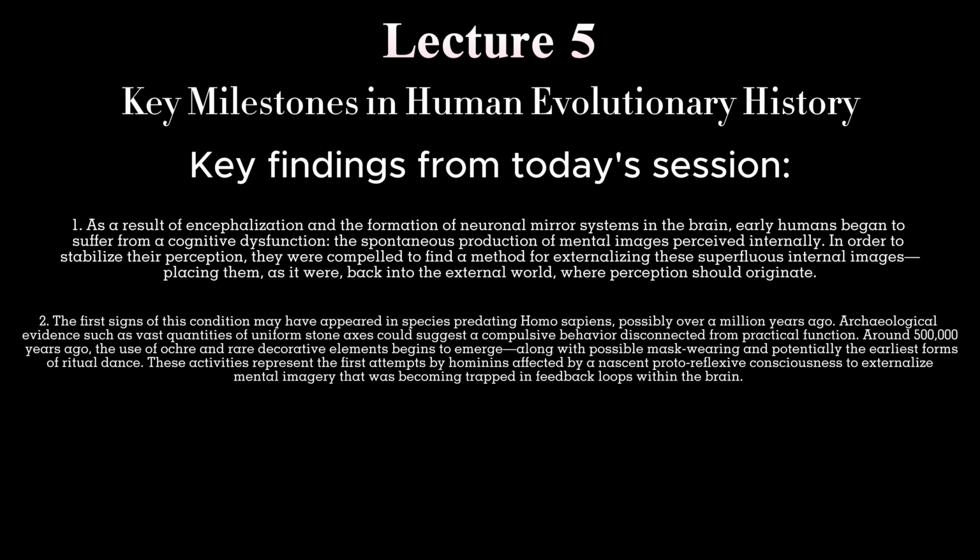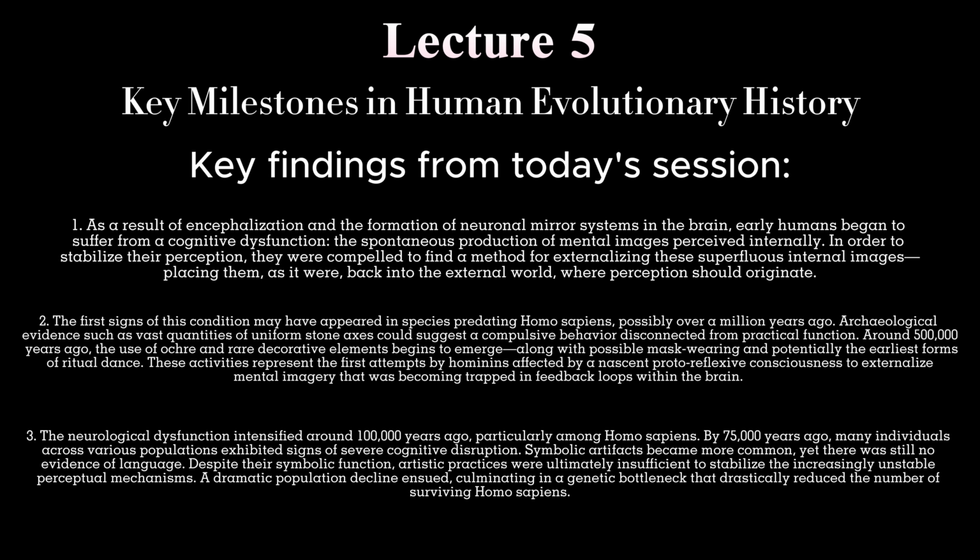2. The first signs of this condition may have appeared in species predating Homo sapiens, possibly over 1 million years ago. Archaeological evidence such as vast quantities of uniform stone axes could suggest a compulsive behavior disconnected from practical function. Around 500,000 years ago, the use of ochre and rare decorative elements begins to emerge, along with possible mask-wearing and potentially the earliest forms of ritual dance. These activities represent the first attempts by hominins affected by a nascent proto-reflexive consciousness to externalize mental imagery that was becoming trapped in feedback loops within the brain.